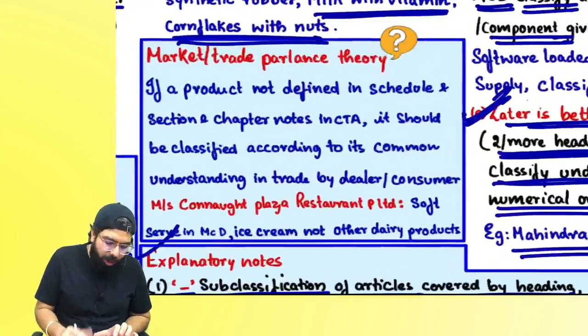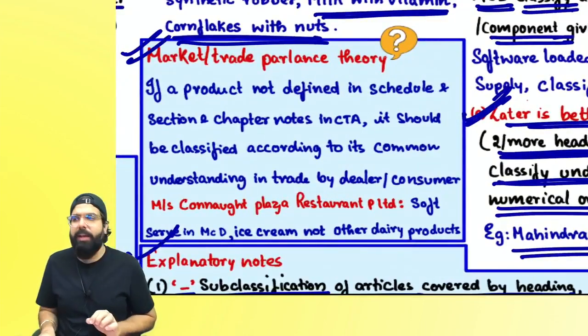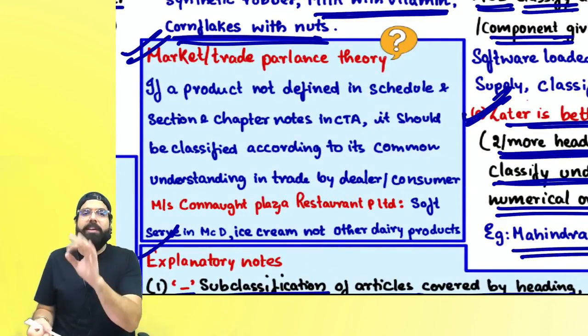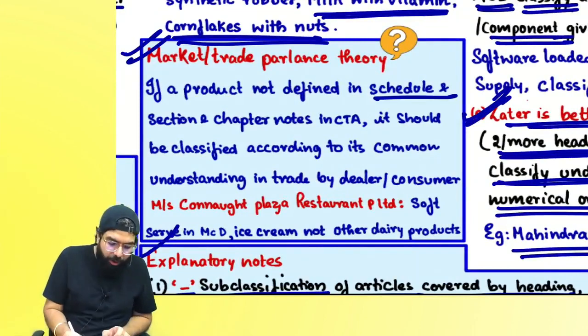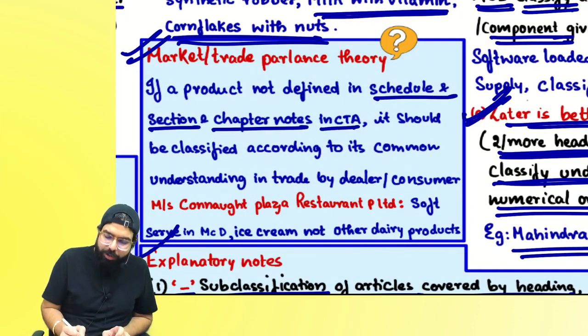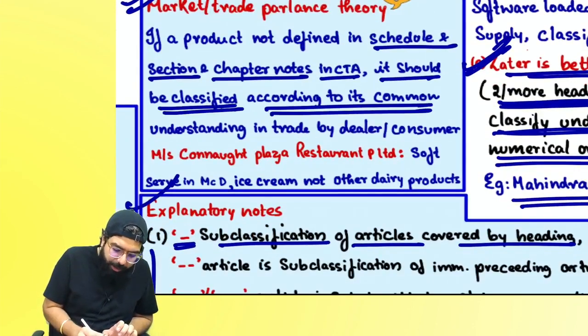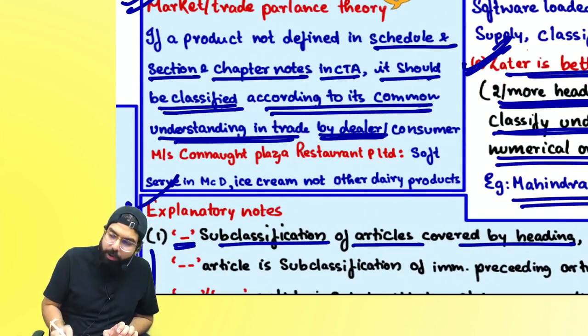Now there is one more thought, which is the market or trade parlance theory. What do you mean by market or trade parlance theory? If a product is not defined anywhere in the schedule and the section and chapter notes in the Custom Tariff Act, it should be classified according to its common understanding in trade. By whom?